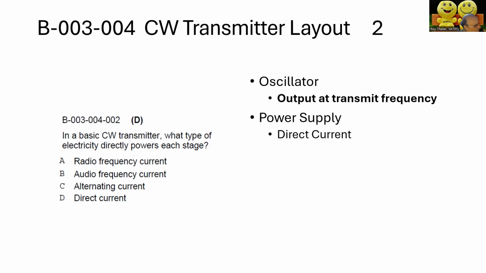In a basic CW transmitter, what type of electricity directly powers each stage? So here, each stage is powered by direct current, which comes from the power supply.